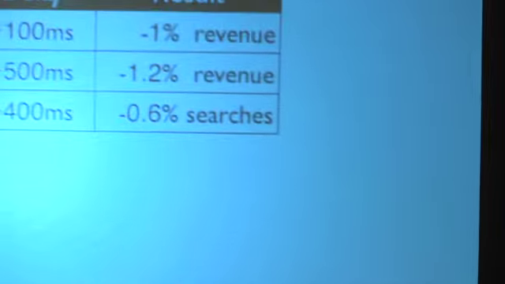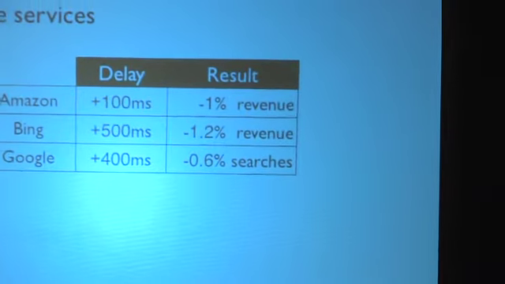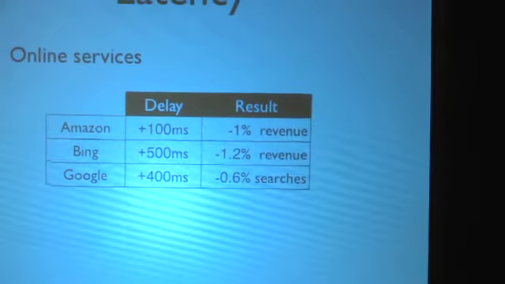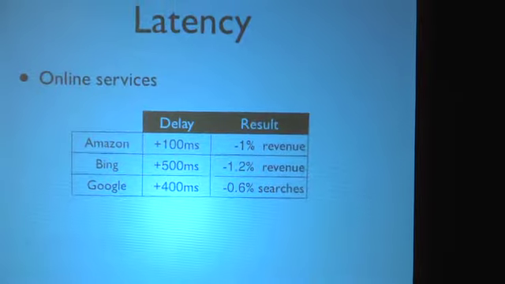Latency is important to humans. Studies at Amazon and Bing have shown that delays on the order of a few hundreds of milliseconds could cause their expected revenue to go down by about 1%. And a study at Google found that a 400 millisecond delay could cause the search volume to go down by about 0.6% each day, which translates to 2 million fewer queries per day.